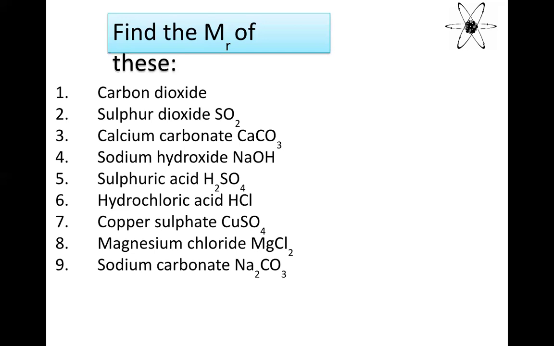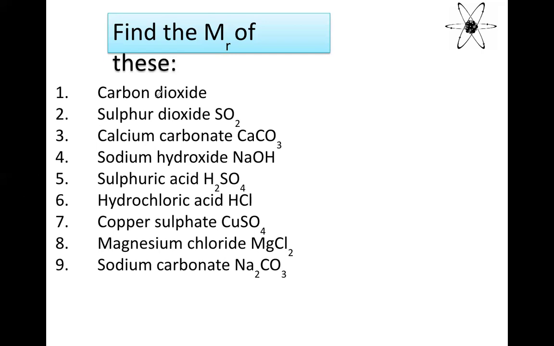Now, on the list in front of you, you have a list of compounds. These compounds have more than one element in them, so we need to find the Mr, which is the relative formula mass of a particular compound. And the way that you do this, I'll give you one as an example.